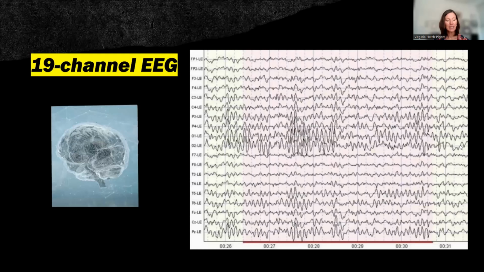All right, here is an example of a 19-channel EEG. And as you can see, there's lots going on here. There are a symphony of brainwaves occurring at any given moment at any given site. As expected, your brain is complex.